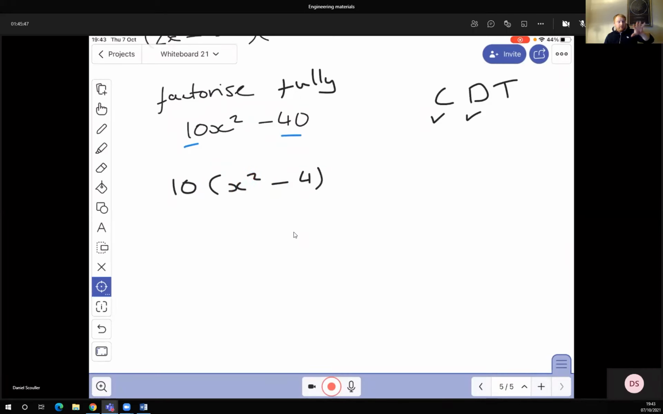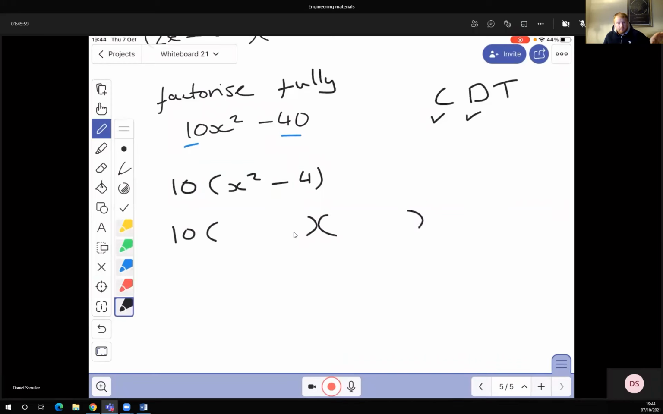So we're going to leave the 10 as is. We're not going to do anything with the 10. The 10 is part of the expression, but it stays outside. Then we're just going to split that bracket into 2, putting our first term in, positive or negative, whatever way around you want to do it, and then your 2 and your 2. So that is that expression factorised fully.